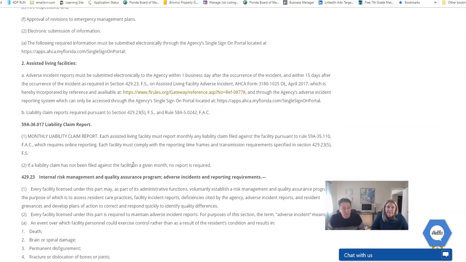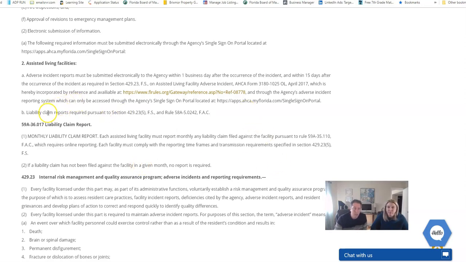Assisted living facilities. Adverse incident reports must be submitted electronically to the agency within 1 business day after the occurrence of the incident. So 1 business day, again, is the potential test question. And within 15 days after the occurrence of the incident. 15 days, mark that down too. Which is hereby incorporated by reference and available at, and there's the website where you can reference the rule, through the agency's adverse incident reporting system, which can be accessed through the agency's single sign-on portal. And there's the web address for the portal.